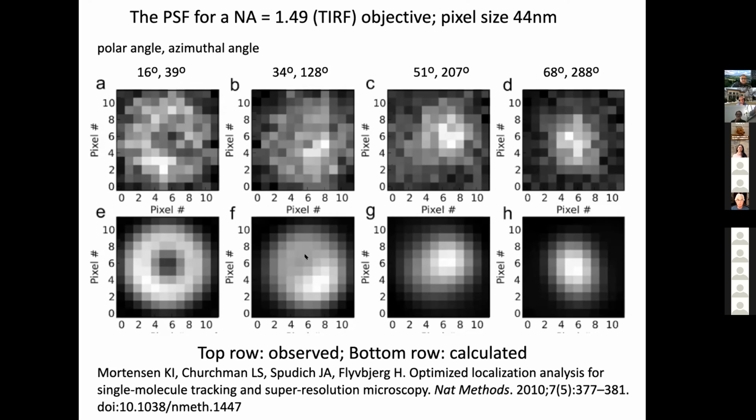If it's tilted a bit, here it's tilted 34 degrees or 51 degrees, you can see that the maximum intensity is pulled off to one side. This is the position of the fluorophore. This is the position you would get. You can see you can make an error. If the fluorophore is roughly at 90 degrees, you have almost no error.